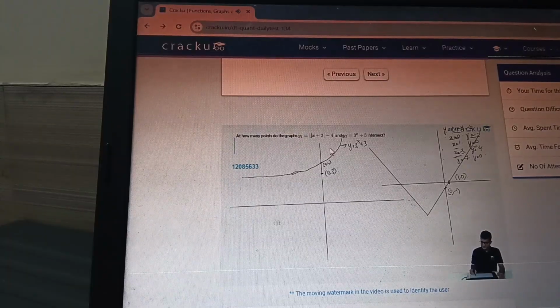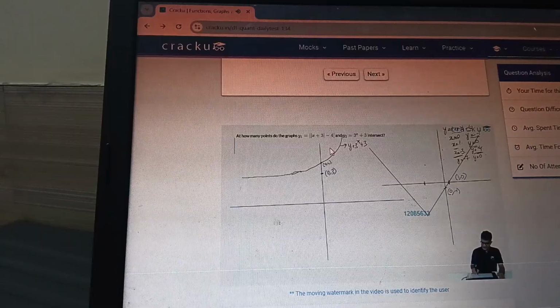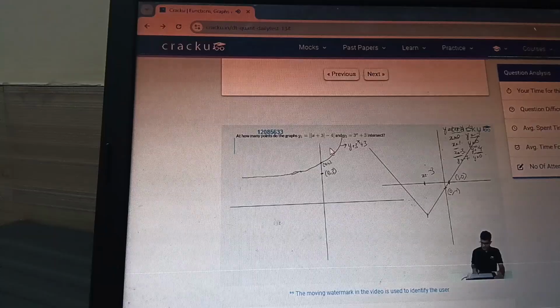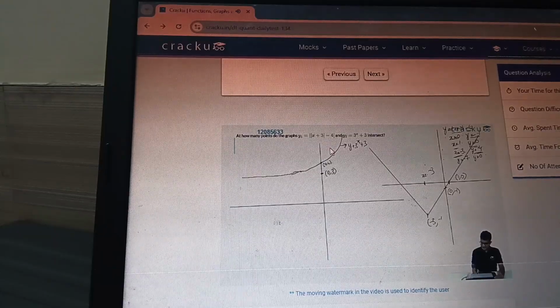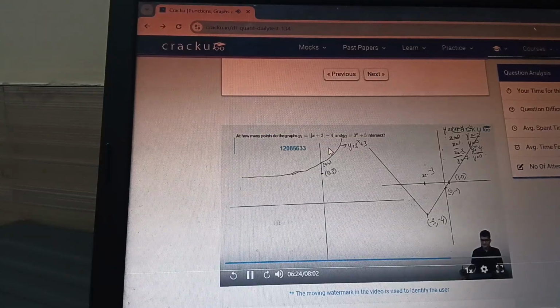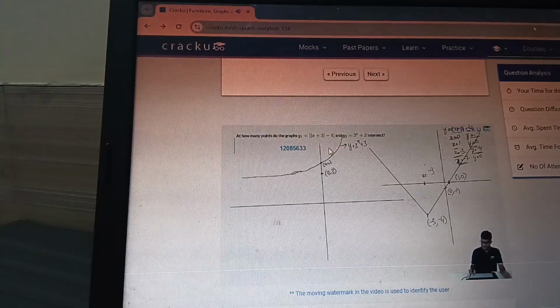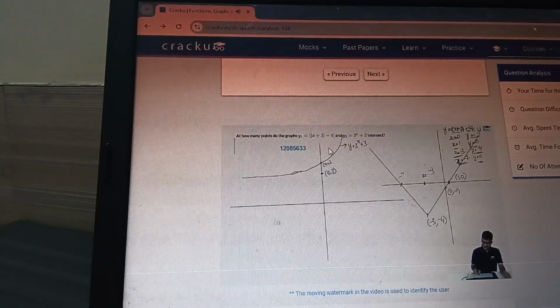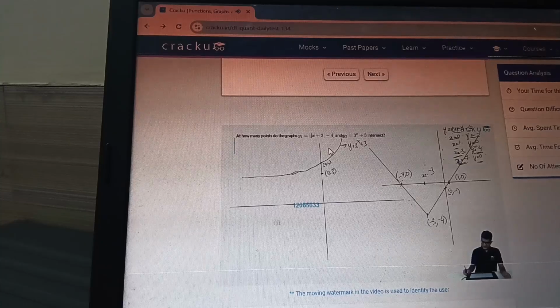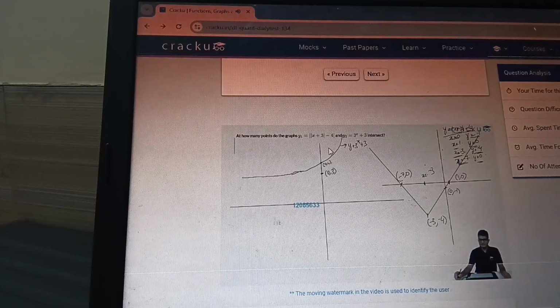And the bottom happens when x is equal to minus 3. So over here, when x is equal to minus 3, is when the curve is at its lowest point. This is minus 3, minus 4. Similarly, by symmetry, when x is equal to minus 7, y is equal to 0. So this is minus 7, 0. This is the curve y is equal to modulus of x plus 3 minus 4.